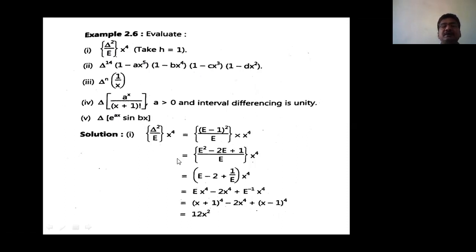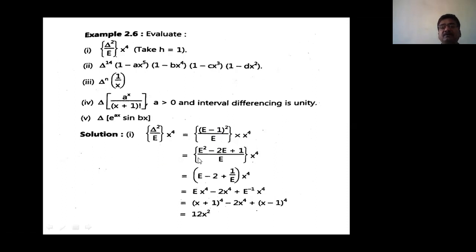So first example, delta squared by E of x raised to 4. What is the value of delta? E is 1 plus delta. Therefore, delta is E minus 1. So it is (E minus 1) squared by E, into x raised to 4. Then what is the square of this bracket? It is E squared minus 2E plus 1, by E, x raised to 4.